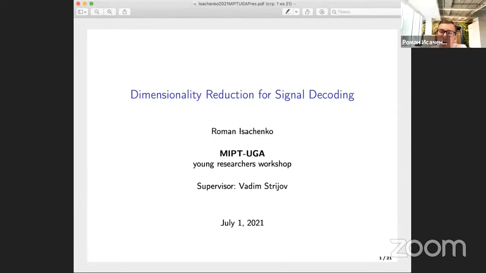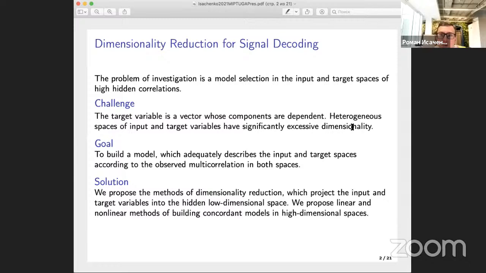Hello, everyone. My name is Roman Isachenko, and I'm a PhD student at MIPT. The topic of my talk today is dimensionality reduction for signal decoding. In this study, we are considering the problem of selecting the optimal decoding model. The decoding process is essentially a process of restoring the dependencies between two heterogeneous data sets. The challenge that we are considering is the case where the target variable is a vector.